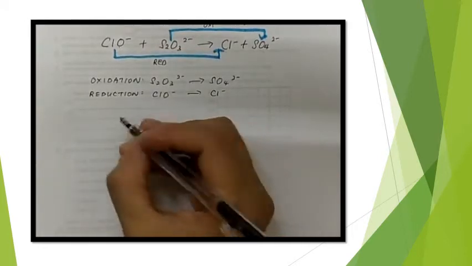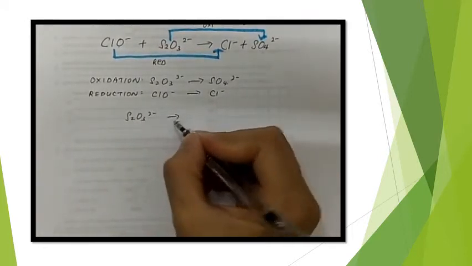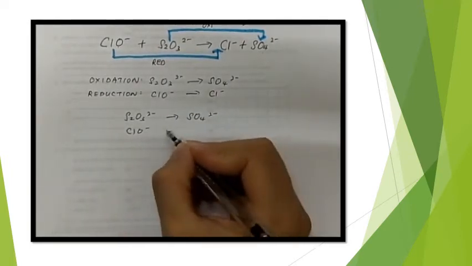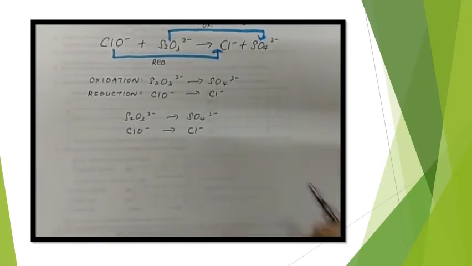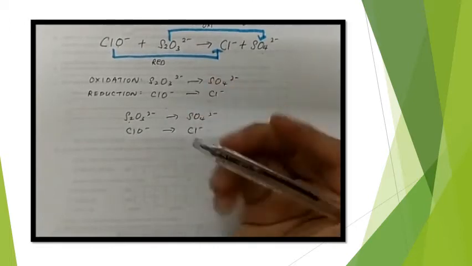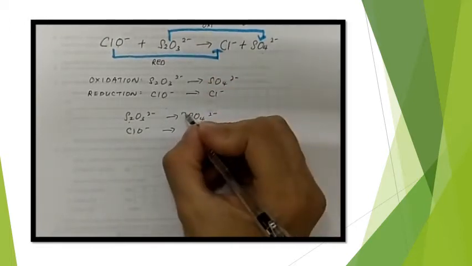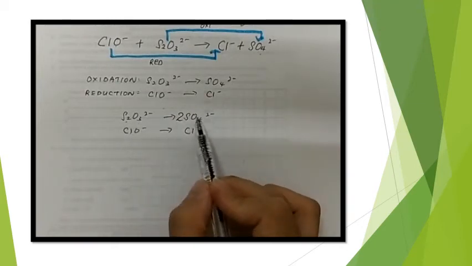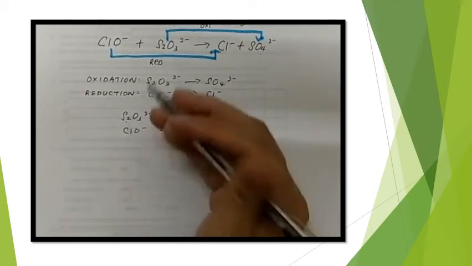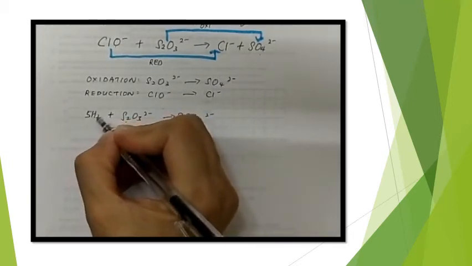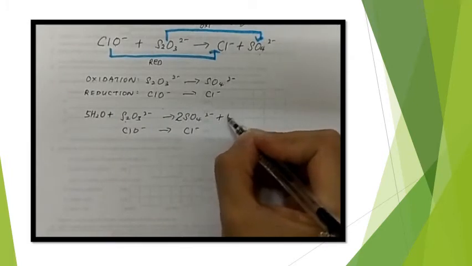So now I recopy everything. S2O3 2 negative, SO4 2 negative, ClO negative, Cl negative. So now check element, here 2, here 1, that's why I need to balance it with 2. Okay, next oxygen, here 3, here 8. So 3, 8, meaning that I need to add 5 over here, 5 H2O. Okay, and then here 10 H plus.